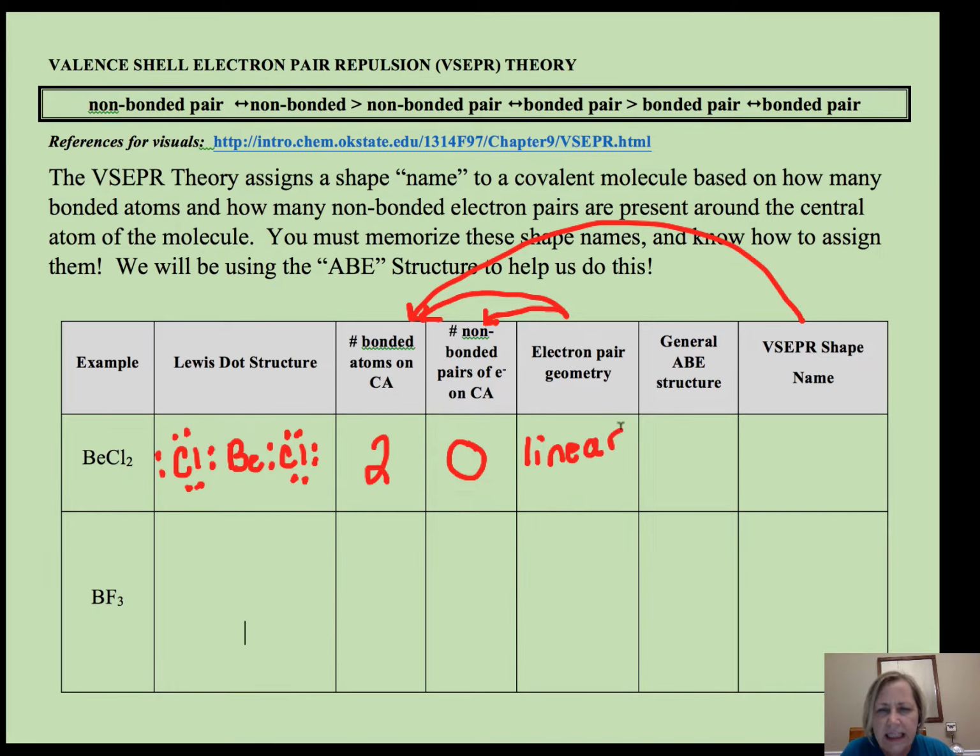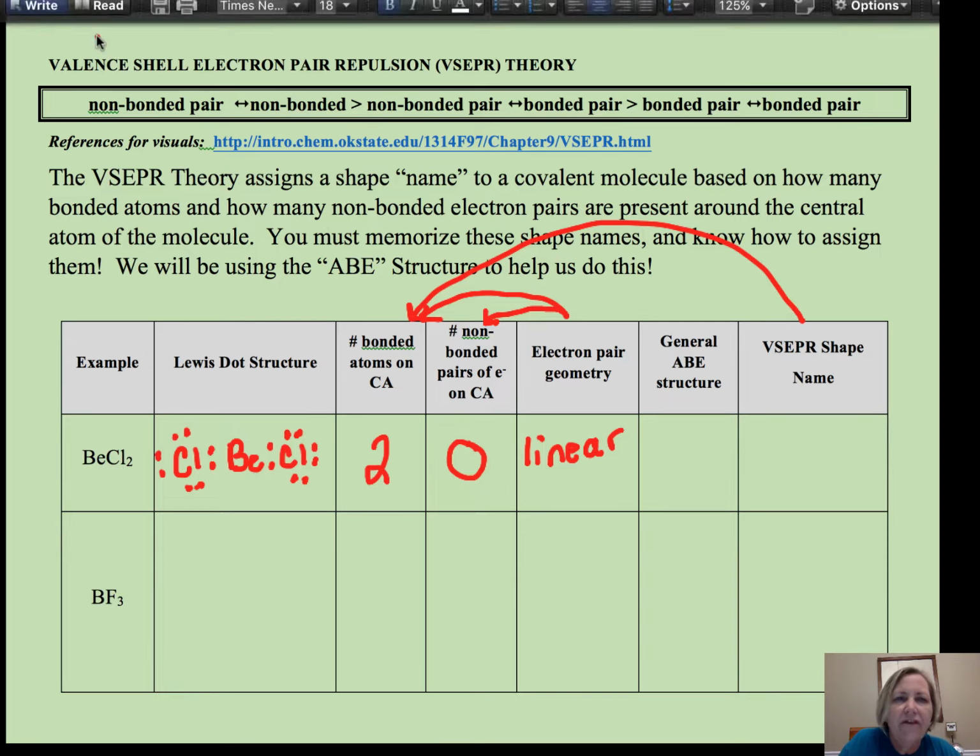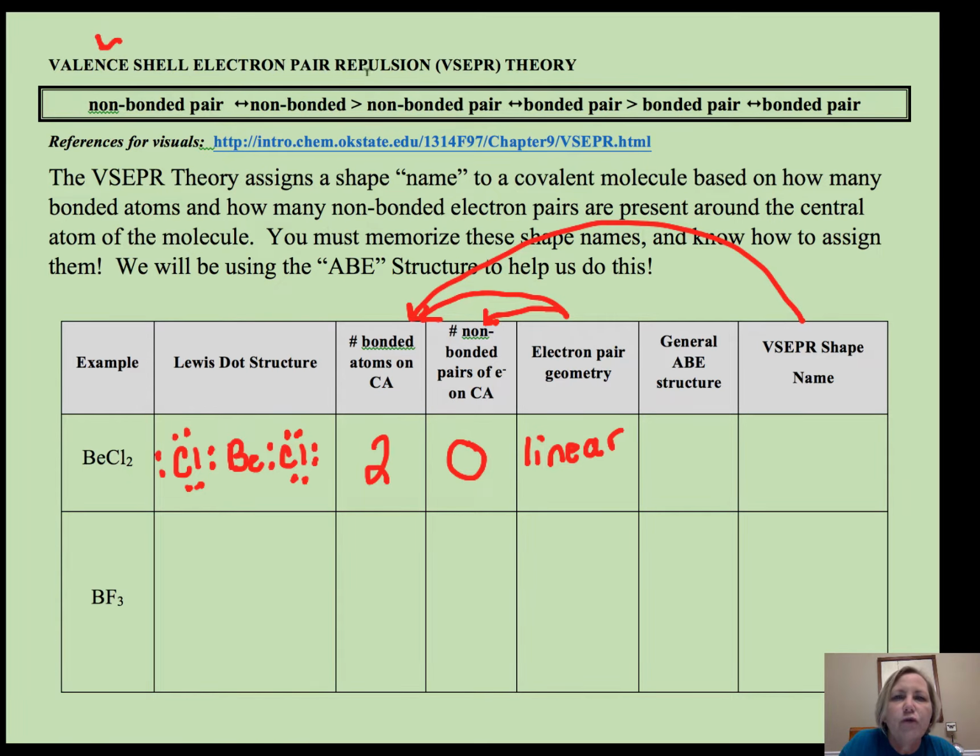Now, why is it linear? VSEPR says that we have valence electrons that repel one another around the central atom. And so these pairs of electrons repel those pairs of electrons, and they want to get as far away as possible. And 180 degrees will do it. So I would call this an AB2 structure. It's linear, and its bond angle is going to be 180 degrees.